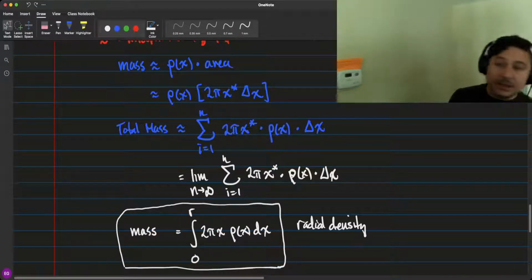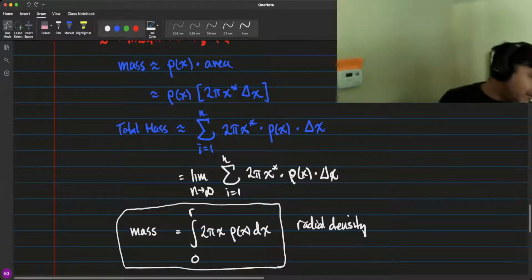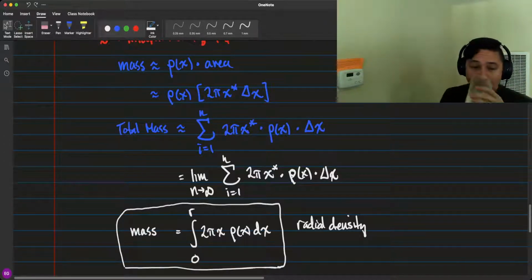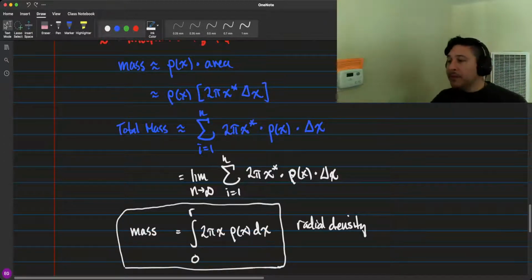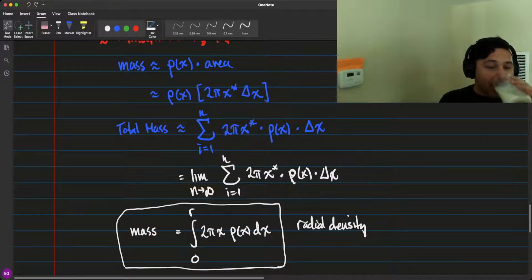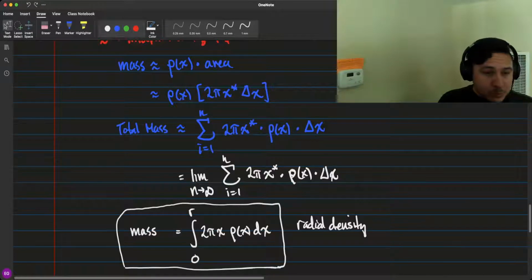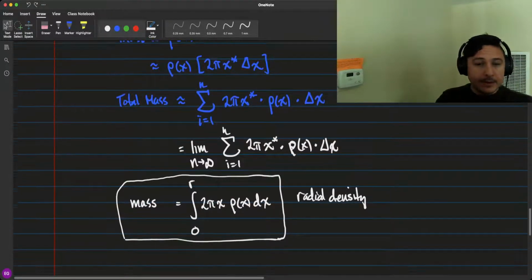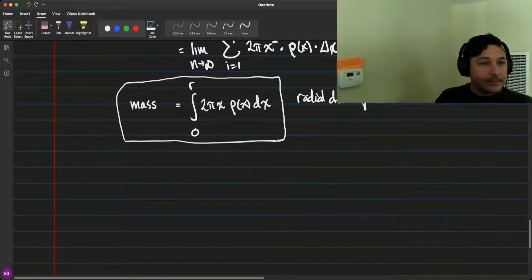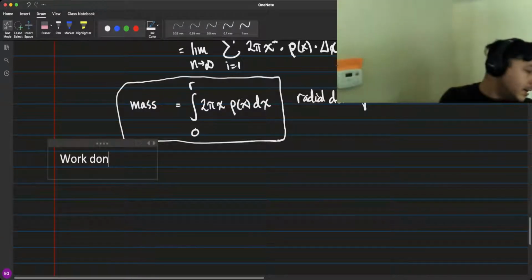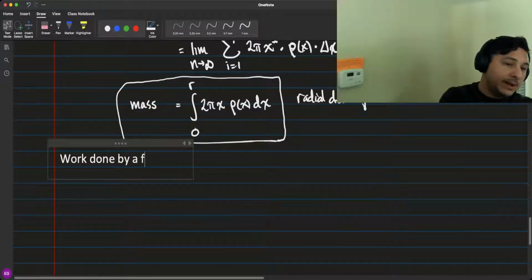Okay, so we're gonna take this idea and apply it to some cool stuff today. Or we're gonna basically keep doing what we've been doing and apply it to another physics concept. Okay, so today we're going to talk about work done by a force.